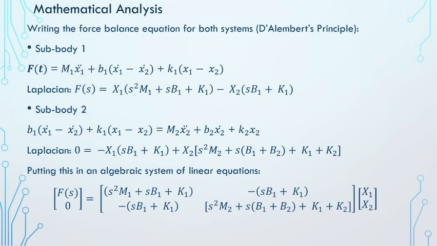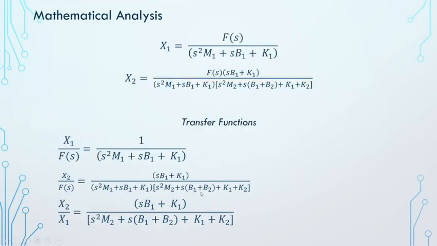By the time you solve this system of equations, you don't even have to solve it with matrices. You don't even need to use matrices. You can actually solve it by substitution. You can substitute, and by the time you solve it, you're going to have these two solutions: x1 equal to this, and x2 equal to that. And then you can express this as a gain, or a transfer function. Remember, the transfer function is the output over the input.